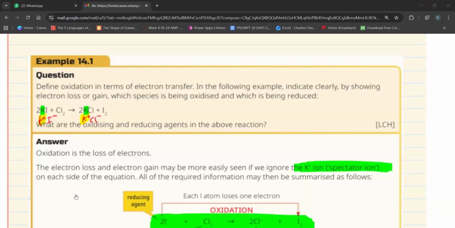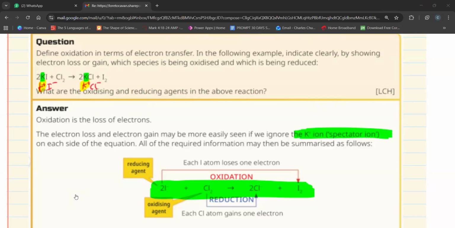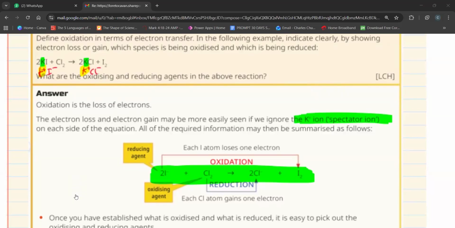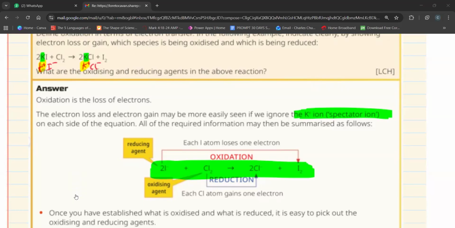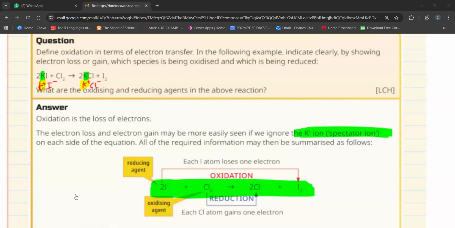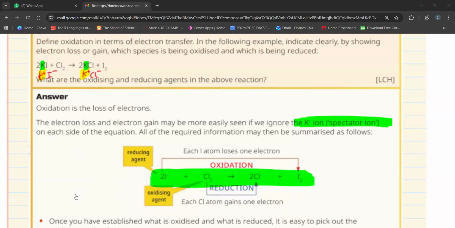So, if oxidation is the loss of electrons, then we can say that iodine was oxidized. So I think yes. So we can see it from that diagram there, that annotation there. The oxidation is happening to iodine while reduction is happening to chlorine, because chlorine was going from 0 to -1, which means that it gained electrons.